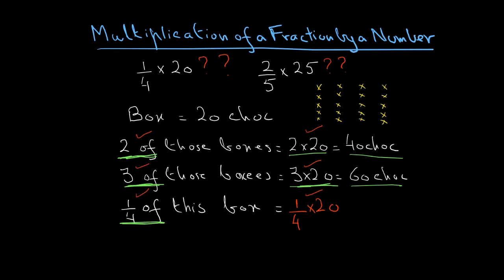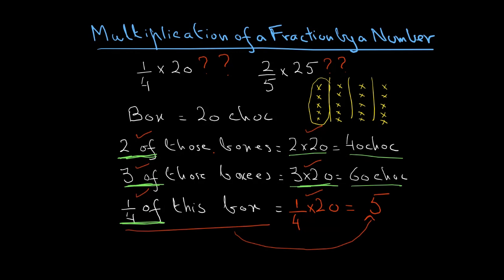If I want a fourth of them, I can break up my box into 4 equal pieces, and I'm going to pick one of these pieces, and one of these pieces is exactly equal to 5. So the answer I know is 5. So I know the answer to 1/4 of this box is 5. I also know 1/4 of this box ought to mean 1/4 multiplied by 20. Hence, I can conclude that 1/4 times 20 must be equal to 5. That's a pretty neat result.